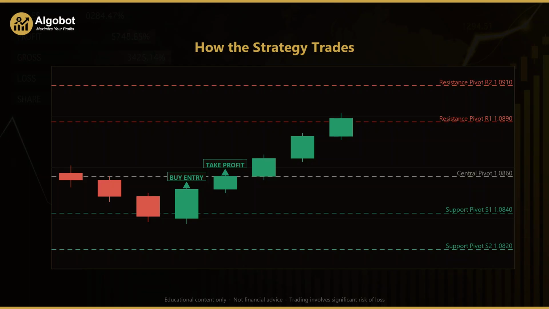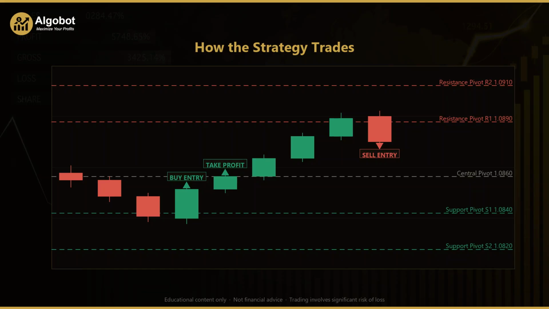Now price doesn't stop there. It keeps climbing, candle after candle, leaving the central pivot behind and pressing up toward resistance. Watch as it approaches resistance pivot R1 at 1.0890. The candle that reaches it actually pierces above the level, its high pushing through resistance, and once again, a breakout looks like it could be underway.